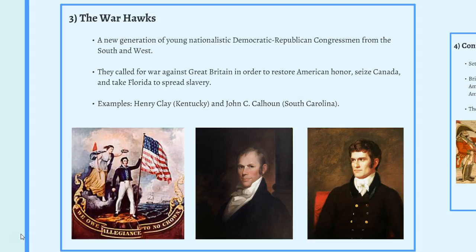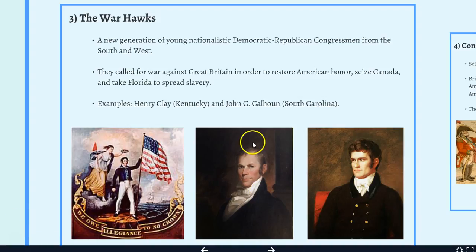And so this is a major problem, and we're seeing James Madison, when he's president, is really trying to deal with these Warhawks, but he's under a lot of pressure from them to do something bold like declare war. And you can see here two examples of the Warhawks, Henry Clay on the left from Kentucky and John C. Calhoun from South Carolina. Pay attention to Calhoun because we are going to be spending a lot more time with him later on moving forward.